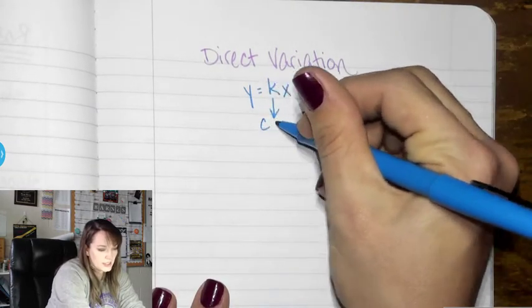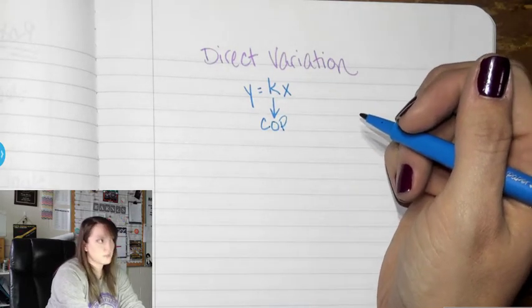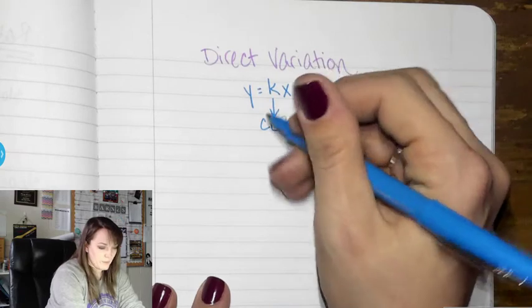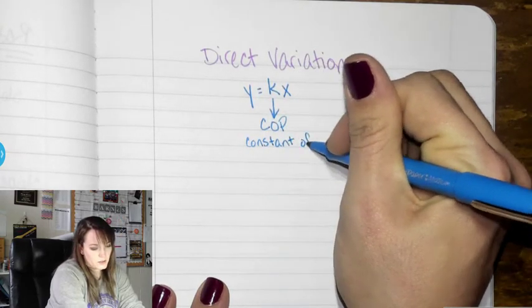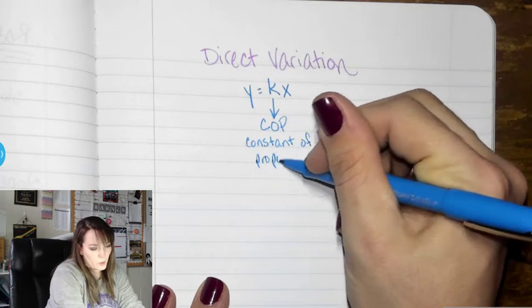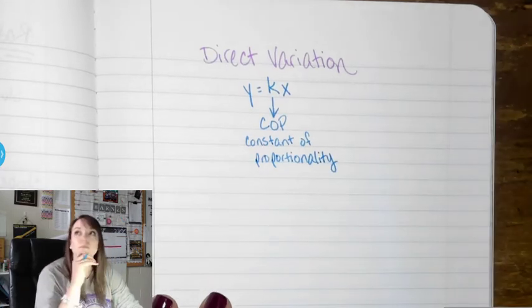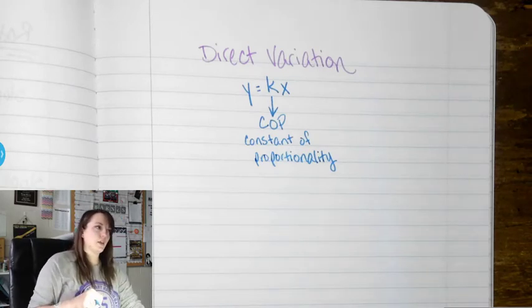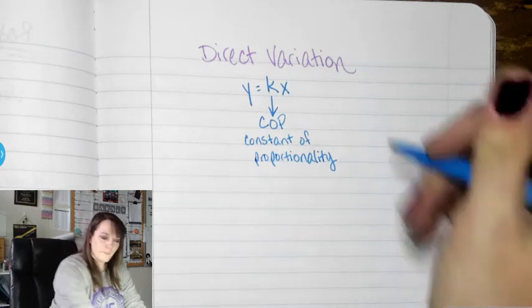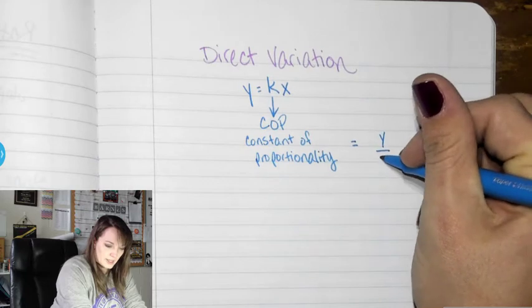K is our COP, which stood for constant of proportionality. So that was K. Does anybody remember how we found K? Yes. Which is y's divided by x's.